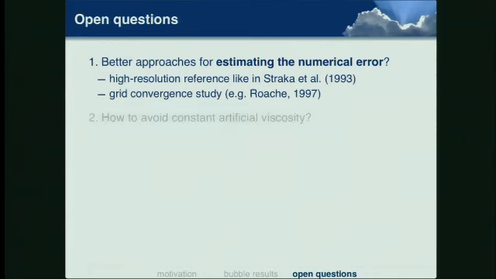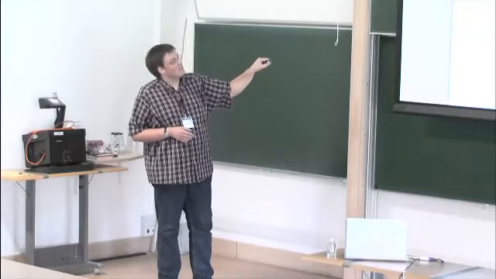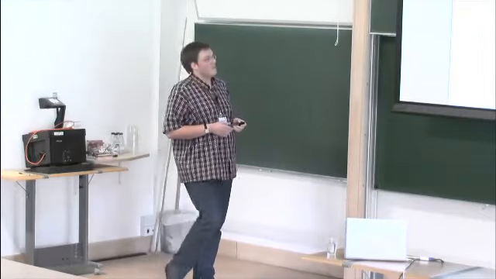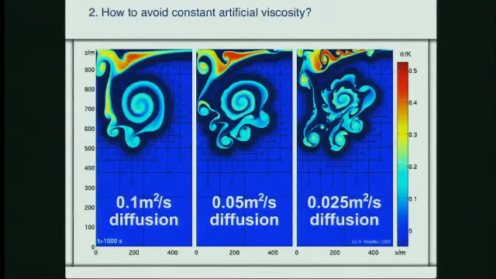The second open question that I would like to discuss is how can we avoid the constant artificial viscosity. I used a constant artificial viscosity, and also Straka et al. use a constant viscosity. The difficulty is when we just decrease this viscosity, we get more and more small-scale features of the flow. So these results are not really converging at the resolution that we want to consider.